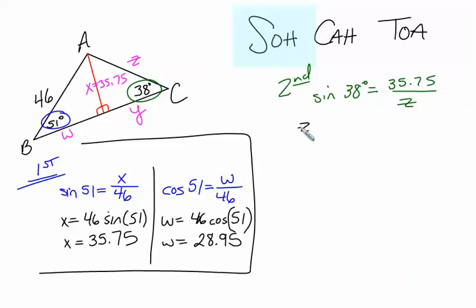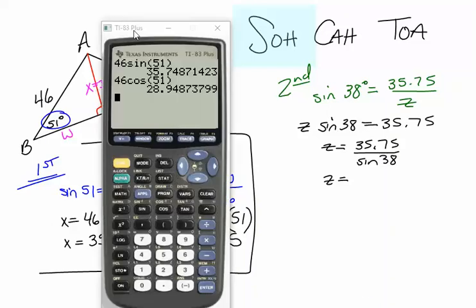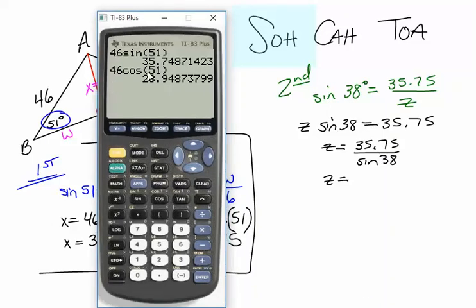We would multiply both sides by z, because we don't want that down in the denominator. And then we would divide both sides by sine of 38. Now we would go to our calculator and we would find out what that is equal to. Ideally, if you don't want to lose any precision, you would like to come back and use that whole decimal. So what we could do is we could say, oh look, we want to use 46 times the sine of 51. Look at the bottom left of your calculator. We can store that as x.